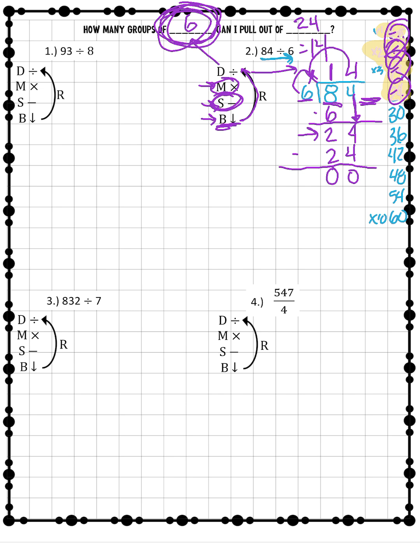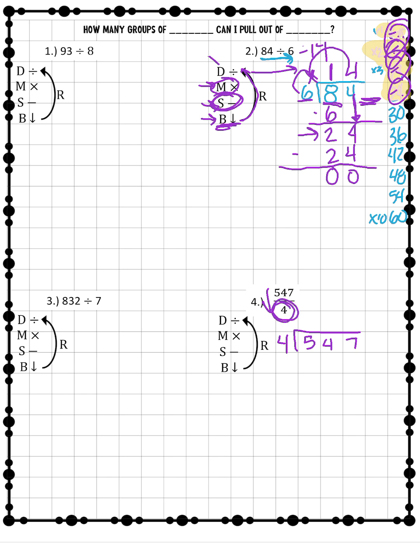I'm also going to go ahead and do number 4 with you, so if you need another example, please follow along with me. So remember, the first step is to rewrite your problem under the box. So I'm going to do number 4, 547. Now this one is written in fraction form, and we read them from top to bottom instead of left to right. So 547, remember one number per box, divided by 4.